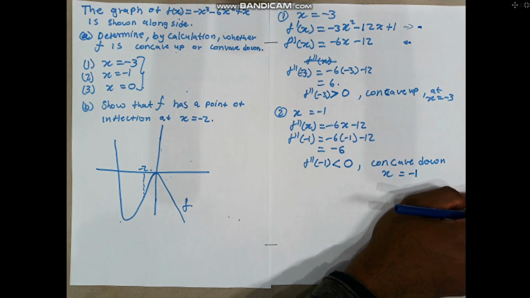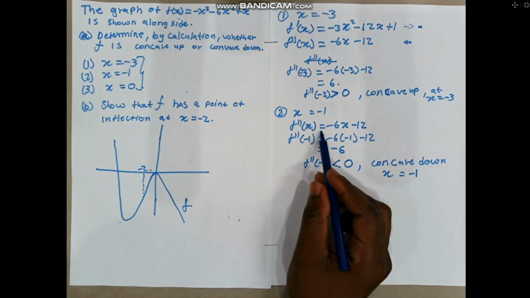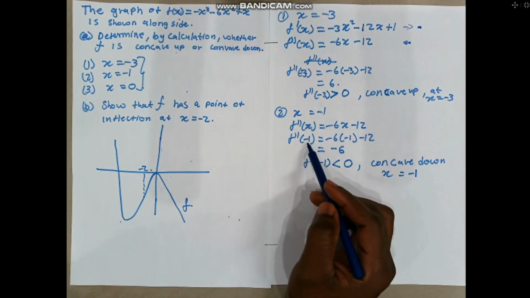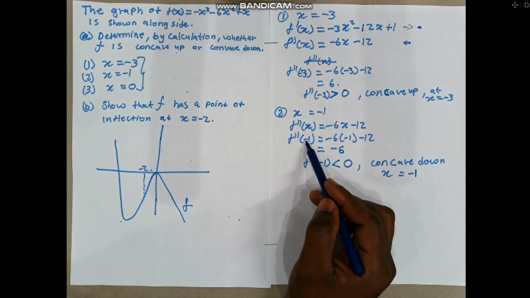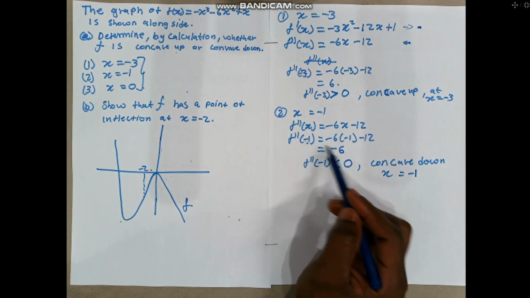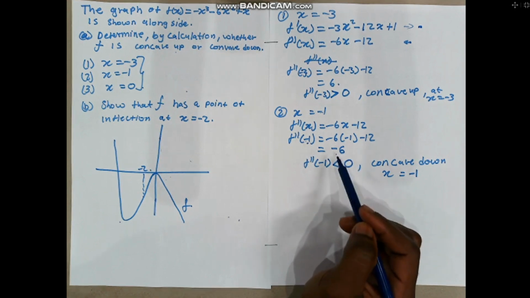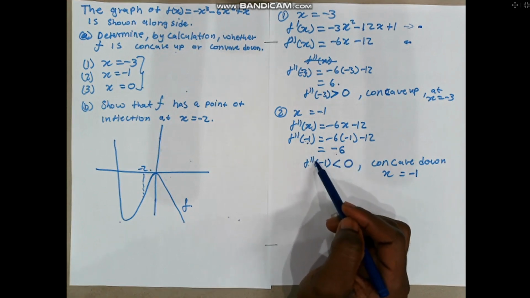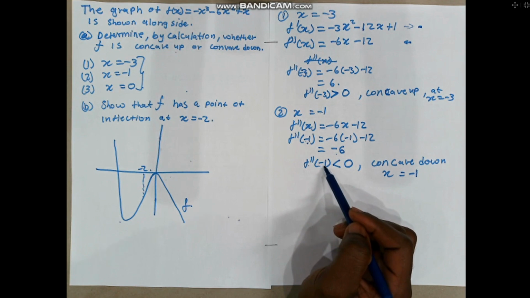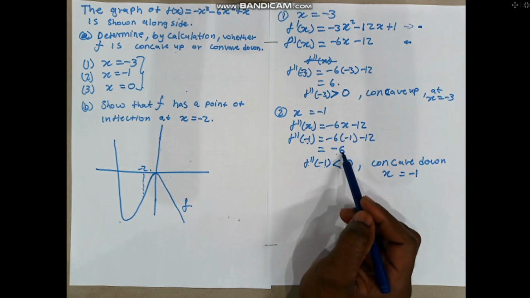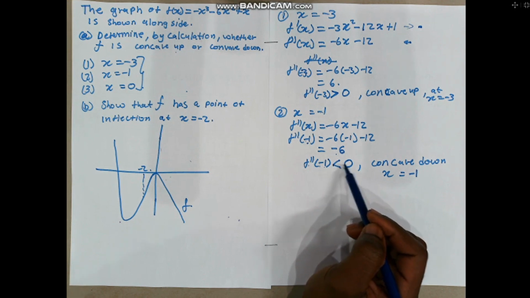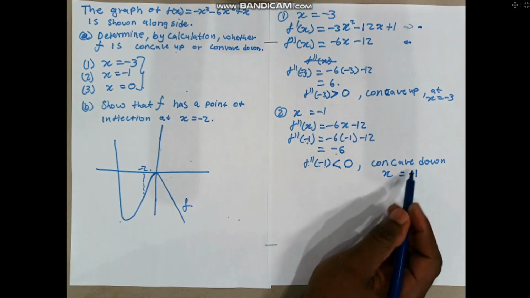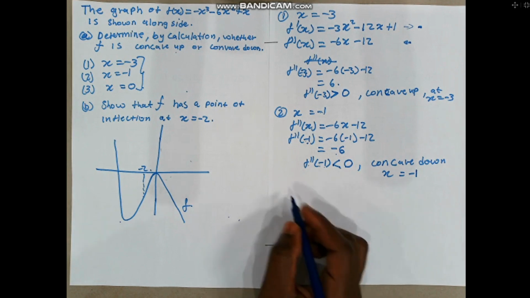How do we find that? By doing the second derivative. After finding the second derivative, we substitute that specific x value. We found that the second derivative at x is equal to -1 is equal to -6. That means the second derivative at x is equal to -1 is less than 0, so that's why it's concave down.